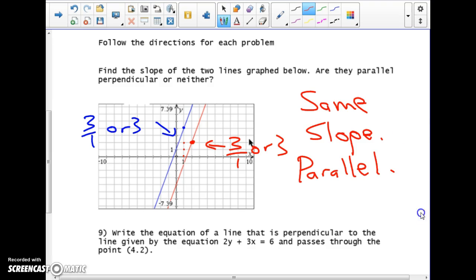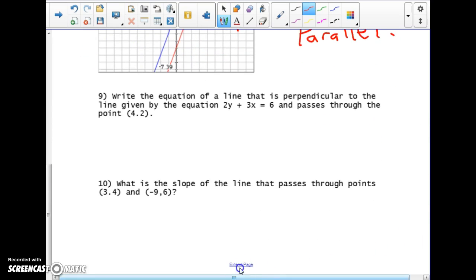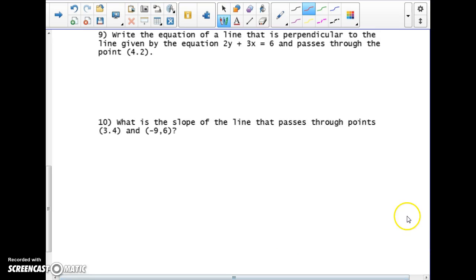Next, for number 9, I'm going to do as much work as I can right here, and then I may have to come down to the bottom. Write the equation of a line that is perpendicular to the line given by the equation 2y plus 3x equals 6 and passes through the point (4, 2). So looking at this, I'm given something like this. I want to change this over to slope-intercept form so that I can pick out my slope.